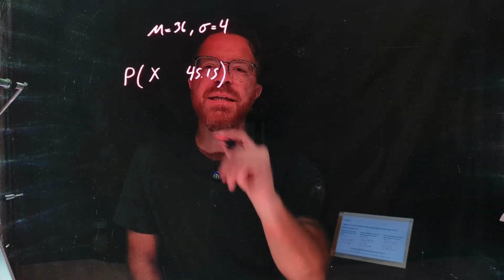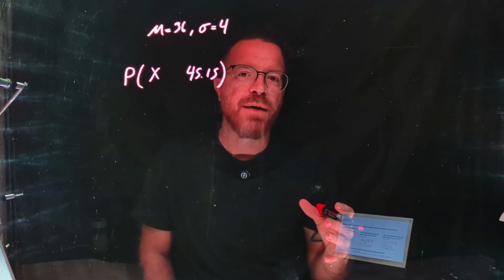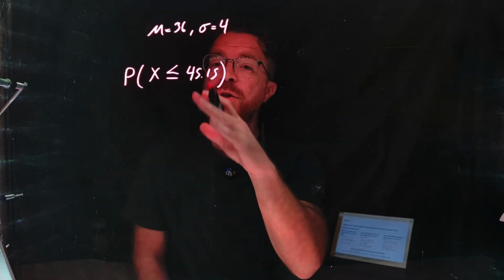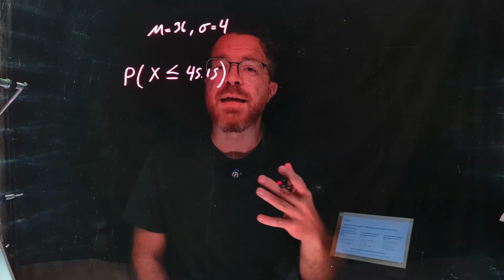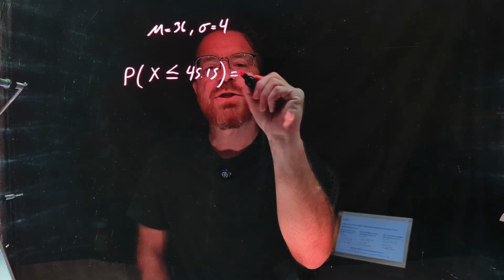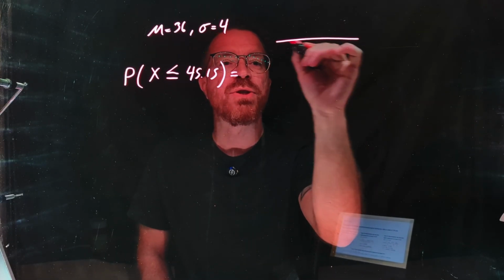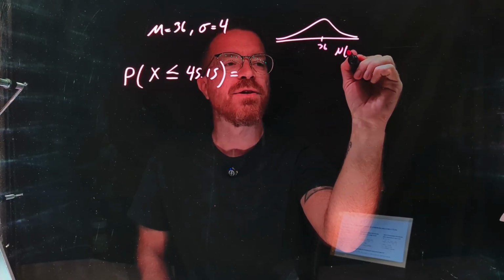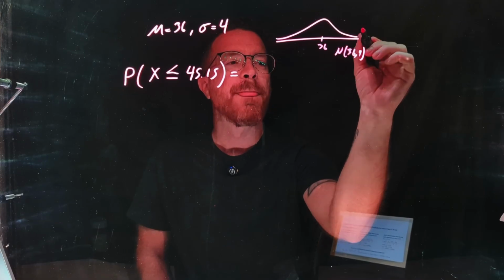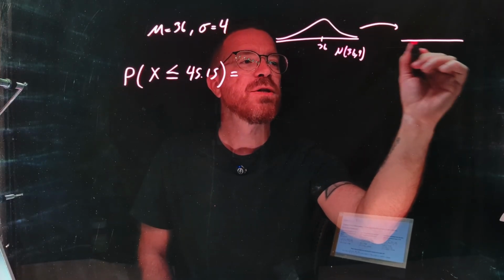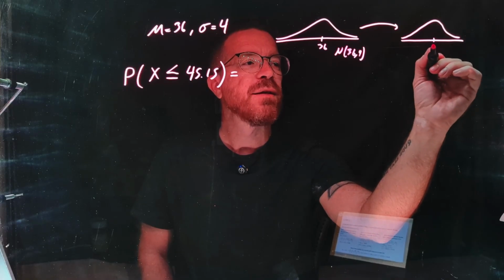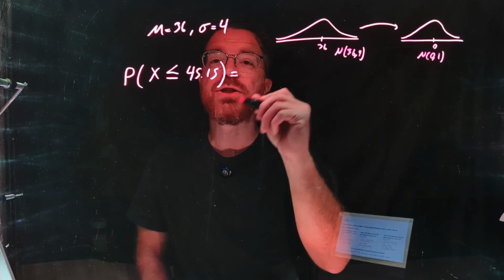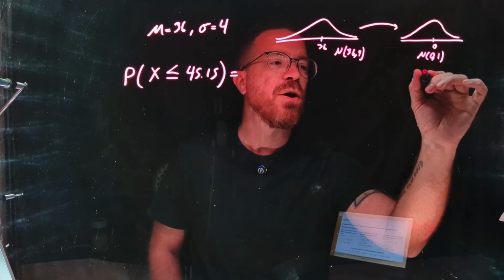And we need to figure out, what does it mean to be at most 45.15? This means less than or equal to. We want a value that can be up to and including 45.15 and anything less. So what we're going to do now is, in terms of x, this is our normal distribution, which is centered at 36 and has a standard deviation of 4. And we want to transform this to our standard normal, which has the center at 0 and a standard deviation of 1.